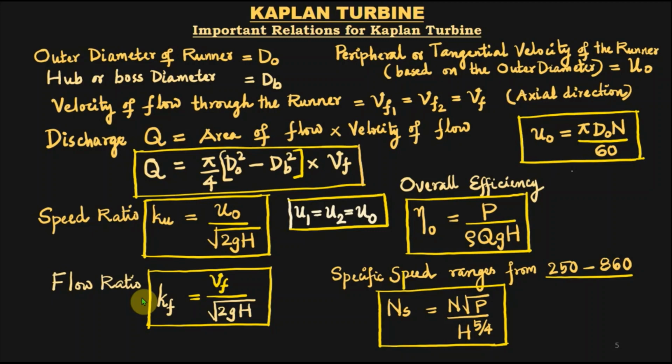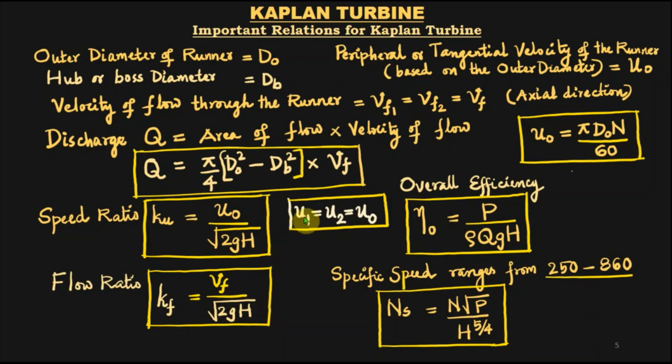And flow ratio is Kf, that is Vf divided by root of 2gh. Speed ratio based on the outside tip diameter is basically considered. So Ku is equal to u0 by root of 2gh, that is the speed ratio, and Kf, which is the flow ratio, is equal to Vf by root of 2gh.